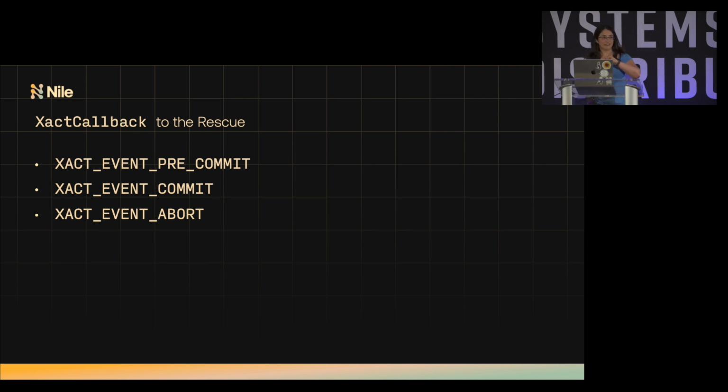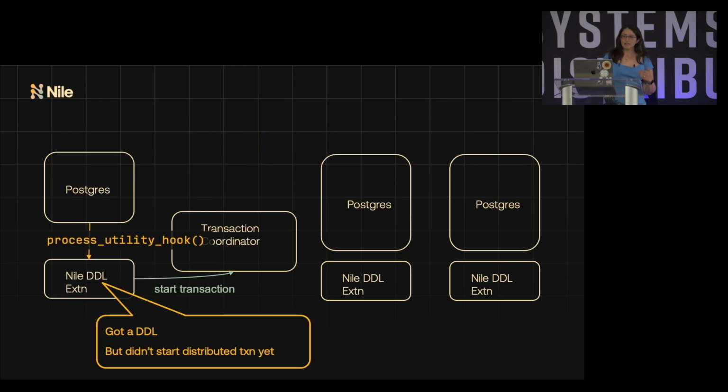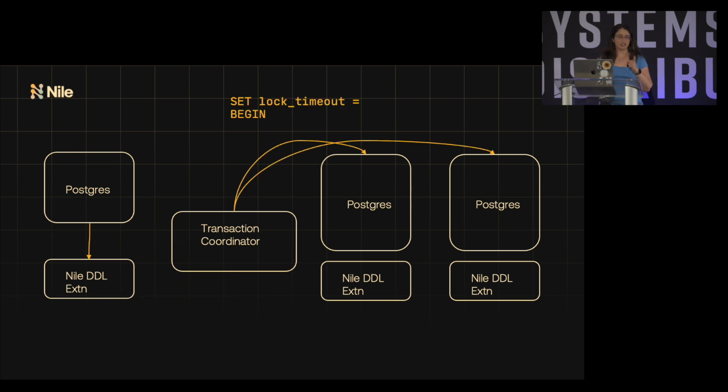Pre-commit and commit give me the 2 phases I need for doing the 2-phase commit. So this is absolutely perfect. All I have to do is kind of map them to my 2-phase commit. So the way this works is that, first of all, when the process utility is called, if we don't have a transaction yet, we make sure we have a transaction.